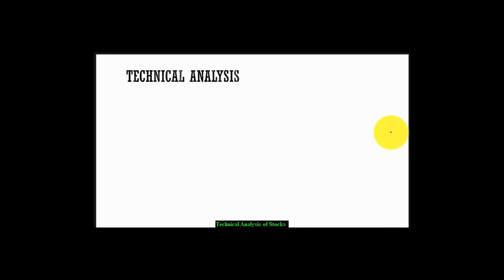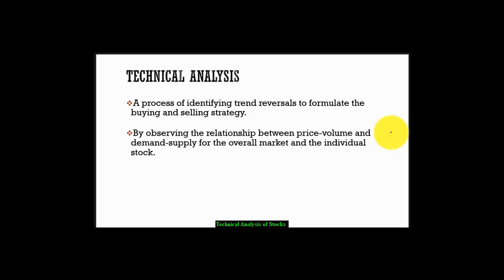So let's try to understand what technical analysis is. Technical analysis is a process of identifying trend reversals to formulate buying and selling strategy. It is done by observing the relationship between price and volume and demand and supply for the overall market. Main tools are trends, chart patterns, and indicators.